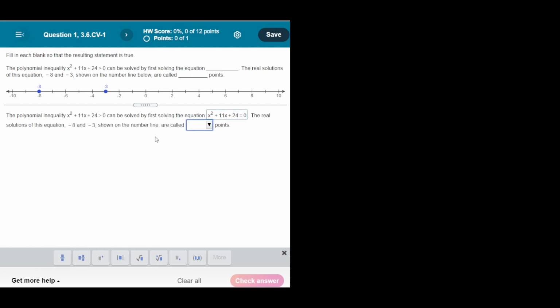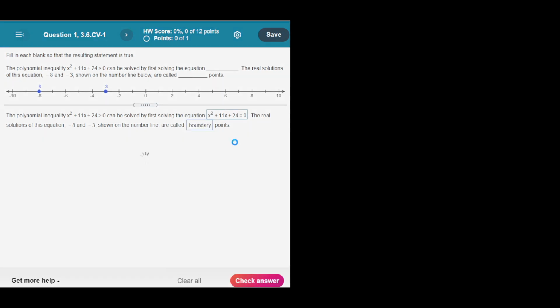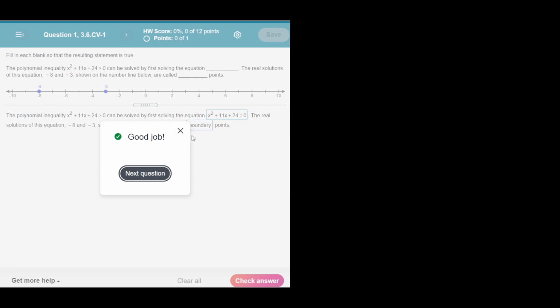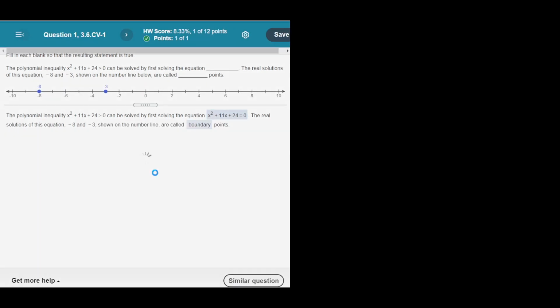The real solutions of this equation, -8 and -3, shown on the number line, are called, okay, these are the real solutions. Boundaries? Yeah, these are the boundaries, not the test points. The test points are the numbers that you use in between, to the left, to the right. They're not part of your answer, but you use them to get your real answer, and you're going to see what I'm talking about in a few minutes.